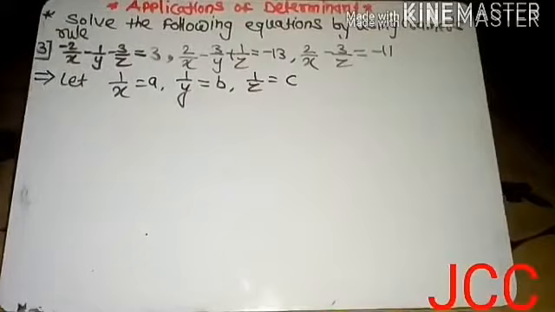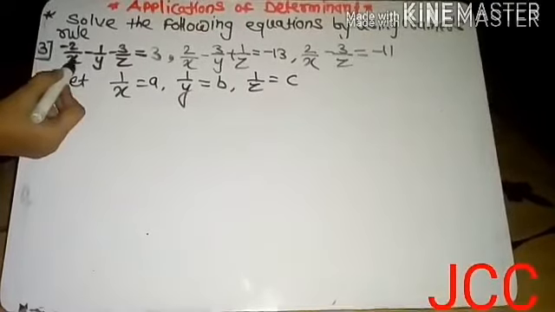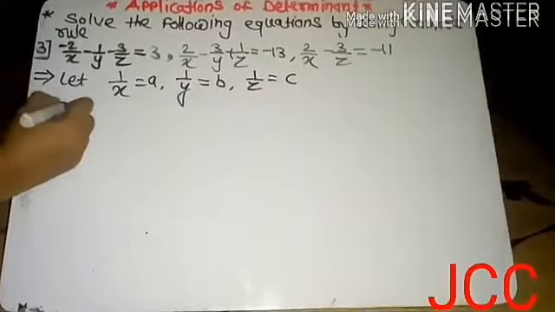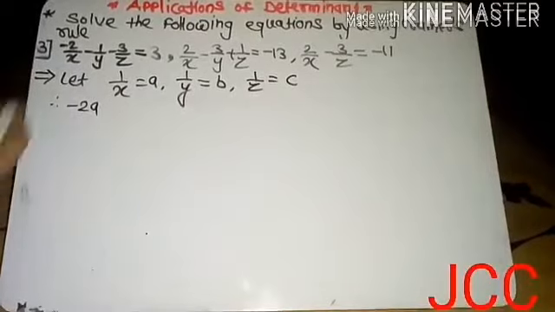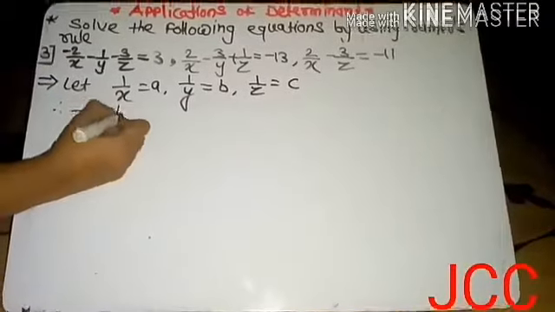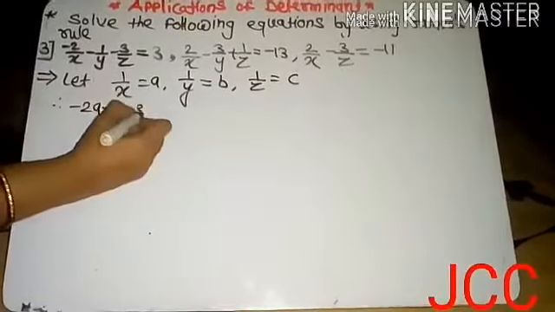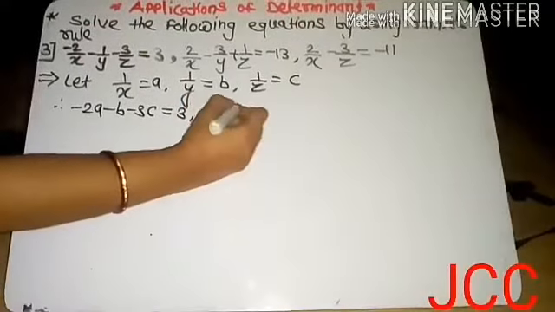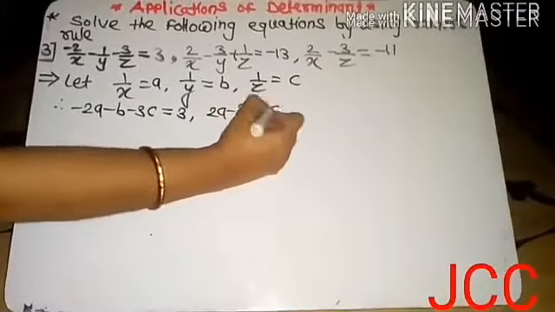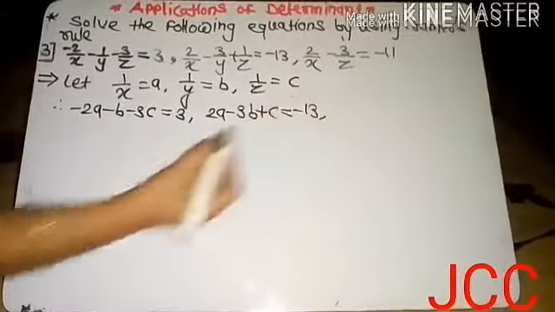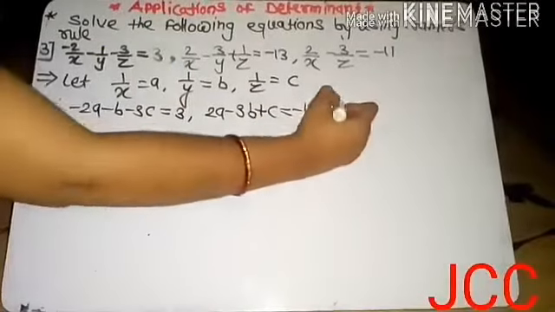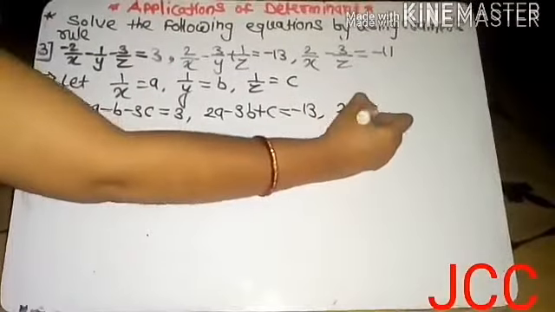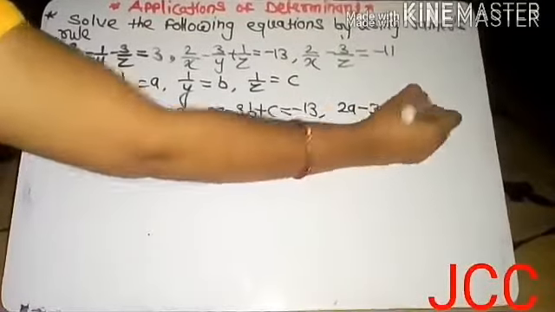Then our equations become: in place of 1 upon x we put a, minus 2 as it is, that means minus 2a. Here 1 upon y is b, so minus b. Minus 3 as it is, 1 upon z is c, is equal to 3. The second equation is 2a minus 3b plus c equal to minus 13. Similarly, the third equation is 2a minus 3c, because there is z, not y, is equal to minus 11.